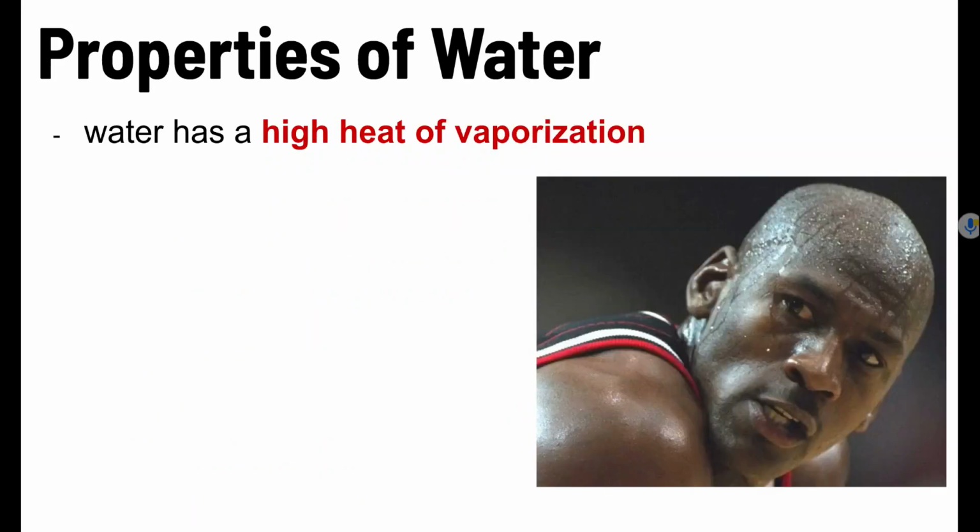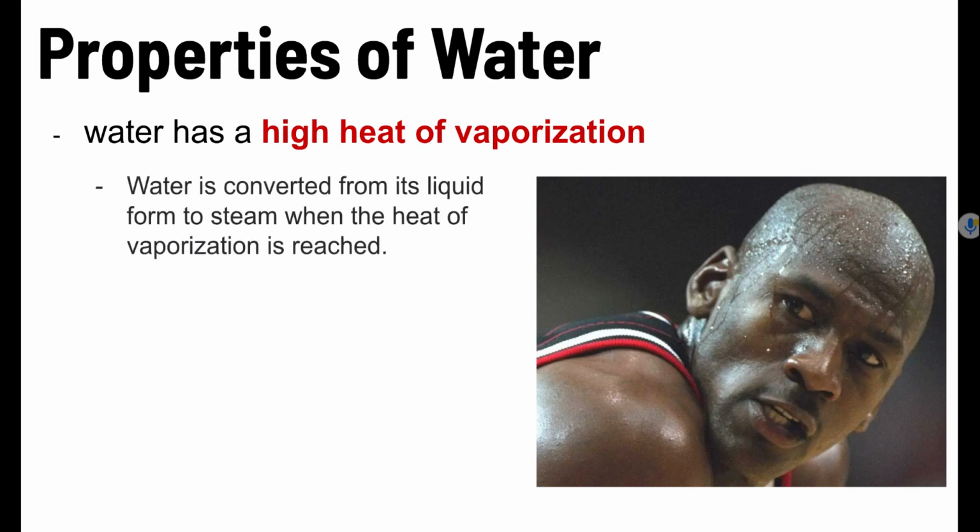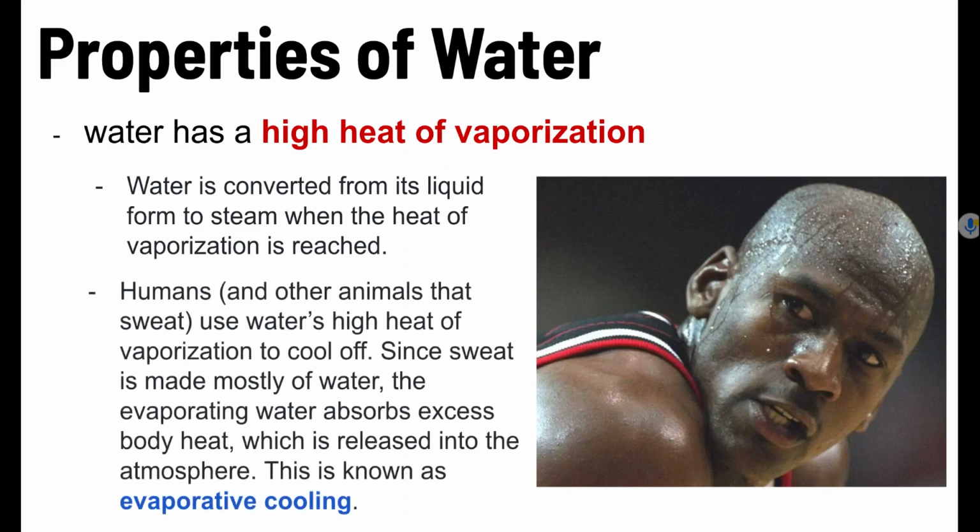The last property of water that I want to discuss is that water has a high heat of vaporization. Basically, water is converted from its liquid form into steam when the heat of vaporization is reached. And humans and other animals that sweat use this property of water to cool off. Since sweat is made mostly of water, the evaporating sweat, the evaporating water, absorbs your excess body heat, and this excess heat is released into the atmosphere and it produces this cooling effect, and this is known as evaporative cooling.